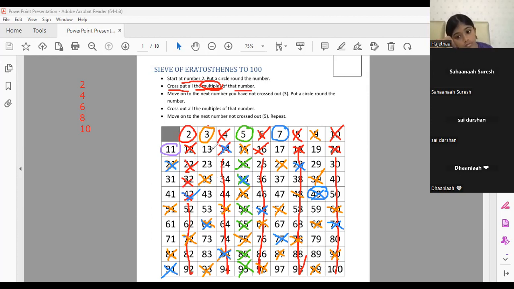How about times table 13? 26. 26 is already crossed out. After that, 39, 39 already crossed out. Any more? 52. Anything else? Okay. So, if you actually cross out all the multiples, what is left?